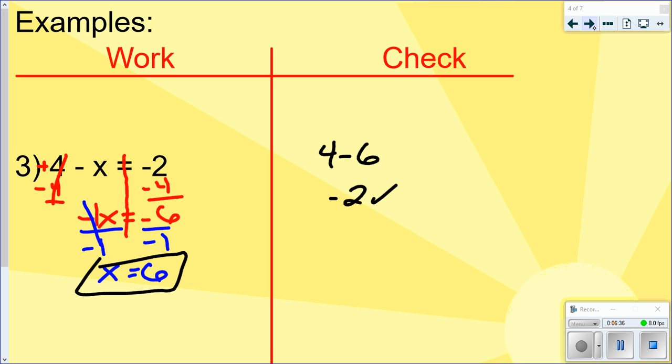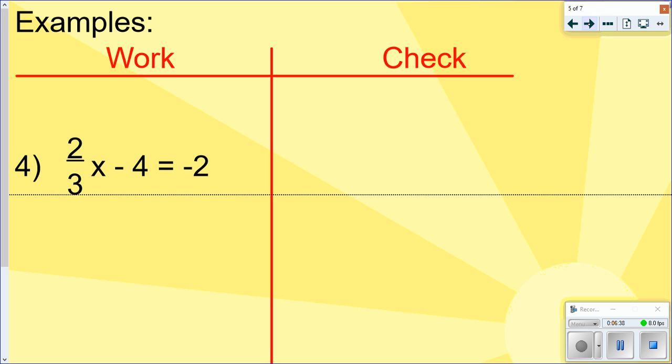All right. Let's go on to number 4. So I have 2/3 times x minus 4 equals -2. I'm trying to figure out what x is. I'm going to do the adding or subtracting part first. So that means I want to get rid of the minus 4 by doing plus 4. Plus 4, minus 4 plus 4 is 0. So now I have 2/3 times x equals 2.